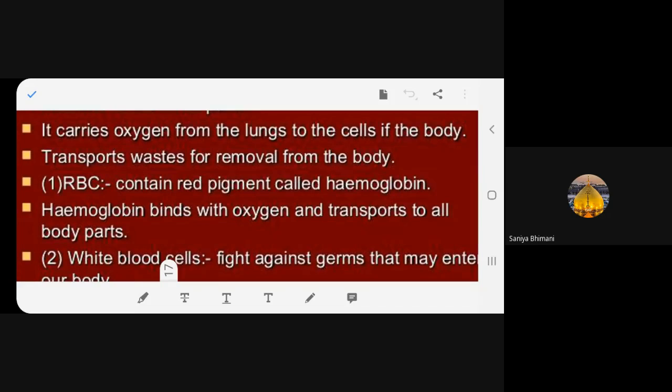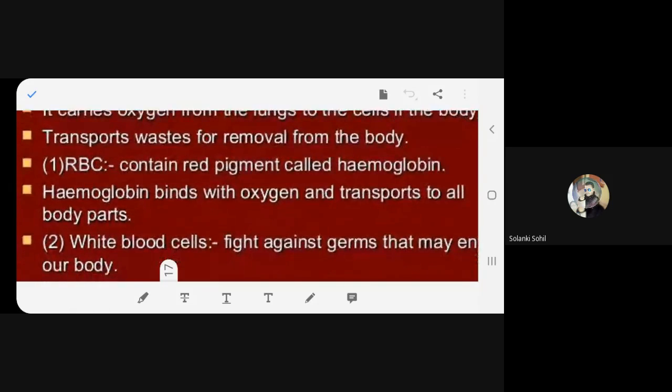Yes or no? Yes, ma'am. Because oxygen comes in through the nose, it goes to the lungs, then from the lungs it goes to the heart, and that oxygen-rich blood is pumped to all parts of the body. So we know that. Okay.